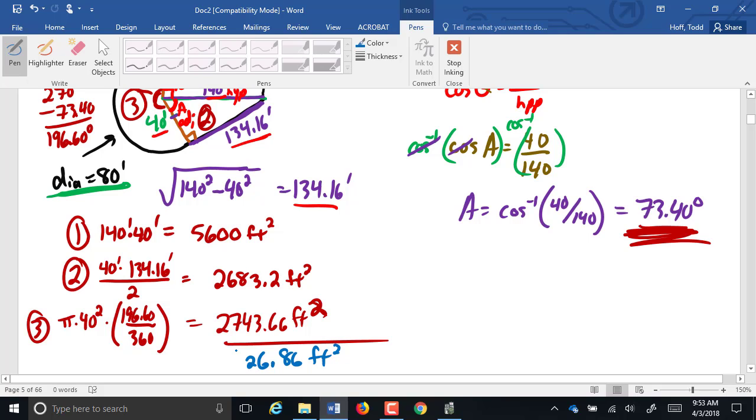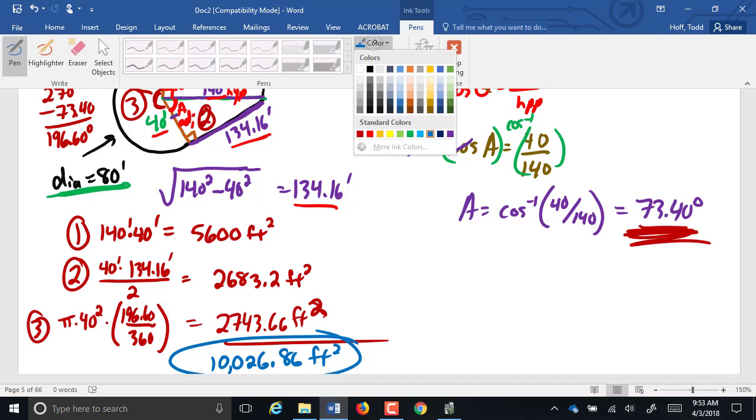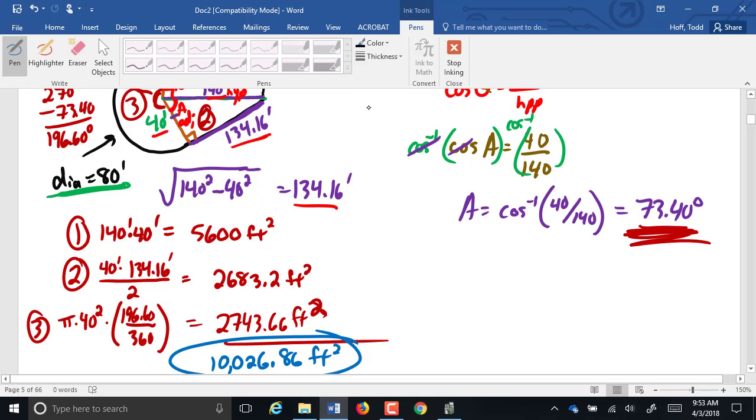Yes, you do get the total area, which is 10,026.86 square feet. What do you guys think? Oh, come on now. This is fun stuff.